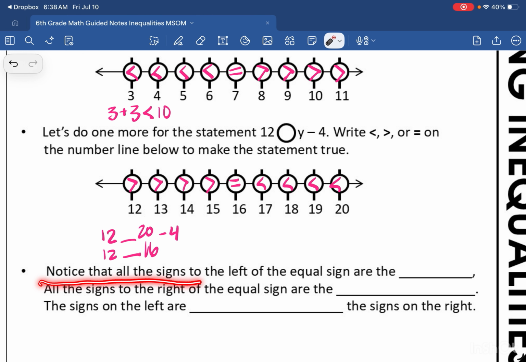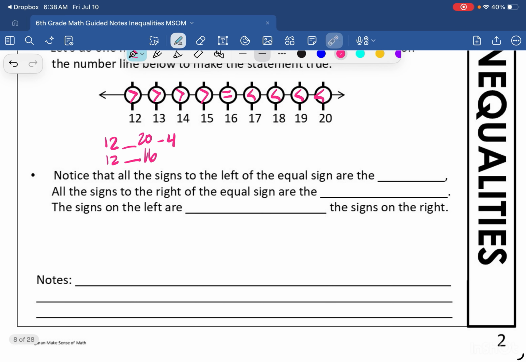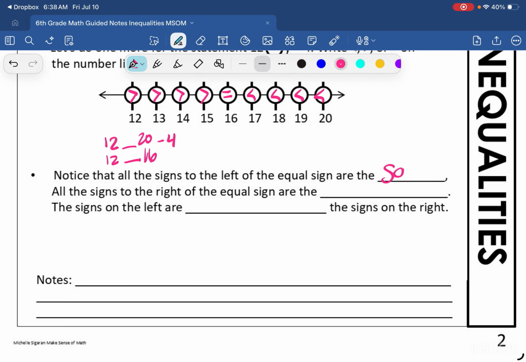Notice that all the signs to the left of the equal sign are the same. If we go back here and look at our number lines, we have our equal signs. And if you notice, the inequalities to the left are all the same, and the inequalities to the right are also all the same. Not necessarily the same through each problem, but they're the same within the problem. All the signs to the left of the equal sign are the same, and all the signs to the right of the equal sign are the same. The signs on the left are opposite the signs on the right.